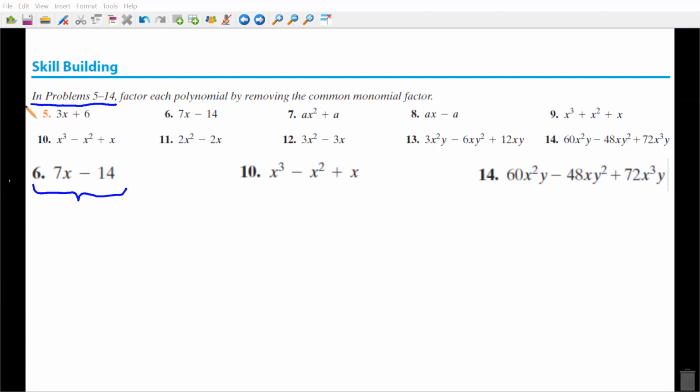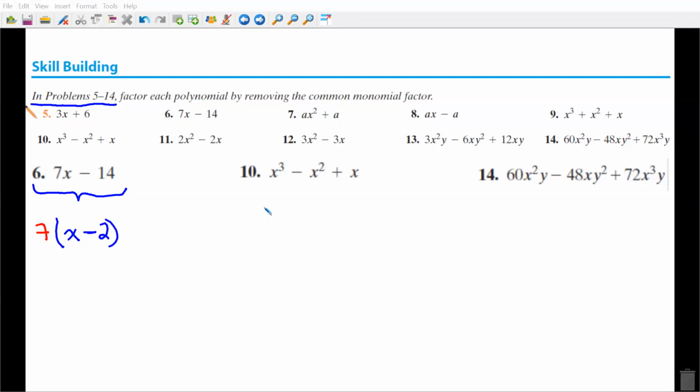Seven. The greatest common factor of exercise 6 is 7. And 7 is going to be multiplying. 7 times what equals 7x? By x. So 7 times x is 7x. Times 2, and then minus. Minus 2 times what is equal to 3? Minus 2. Very good.